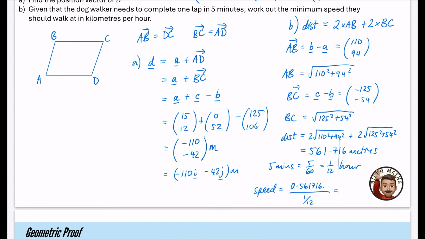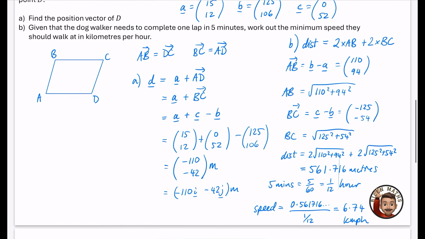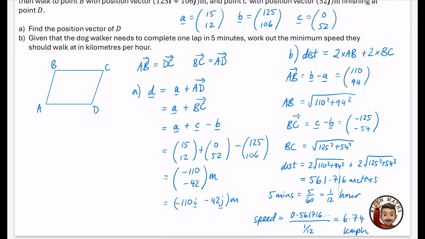So on my calculator, I will do 561.716 divided by 1,000, times that, or divide that by a 12th. And we get 6.74 kilometers per hour. So the speed that they should walk at is 6.74 kilometers per hour. I guess we could argue that we could say 6.75 kilometers per hour, so that they're definitely going to do it in 5 minutes. But it's basically fine to just leave that rounded to the 2 decimal places that we have there. But you might argue that you could put it as 6.75.